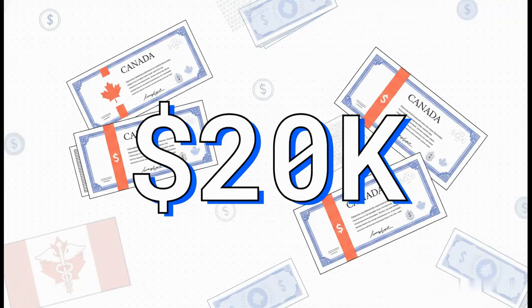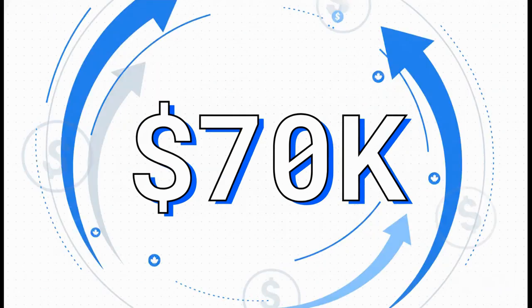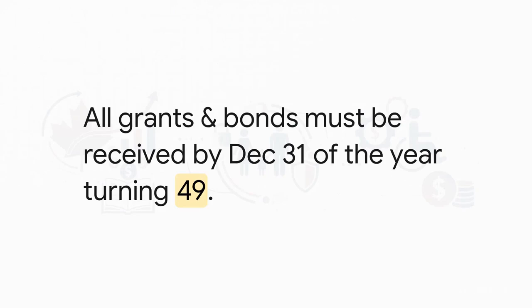And what about the actual dollar amounts for the government? While they're super generous, the lifetime maximum government contribution is up to $20,000 in bonds. And a massive $70,000 in grants. But there's a strict timeline applied to those maximums. All grants and bonds must be received no later than December 31st of the year the beneficiary turns 49. After age 49, the government completely stops contributing to the RDSP.